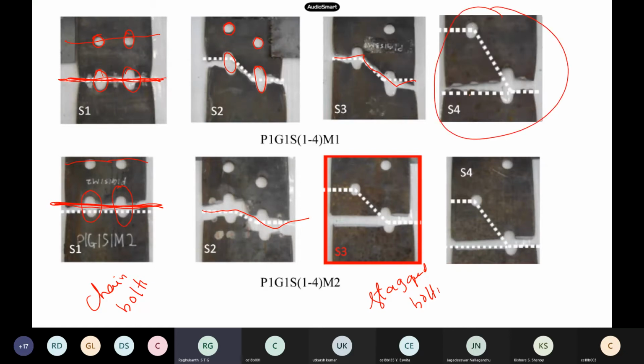You forget the dotted line. See how this crack has failed here. Whether it has failed inclined or perfectly horizontal. This figure, horizontal. So near this hole only it has broken. It has not failed like this. You remember, it has not failed like this. But here also you can see it has failed just like this. It has not failed like this.